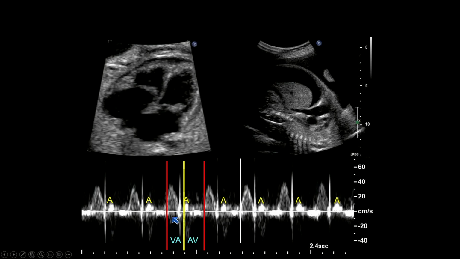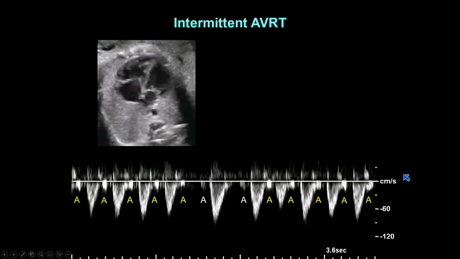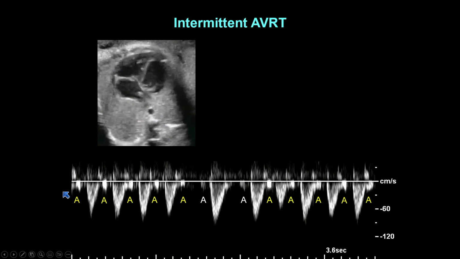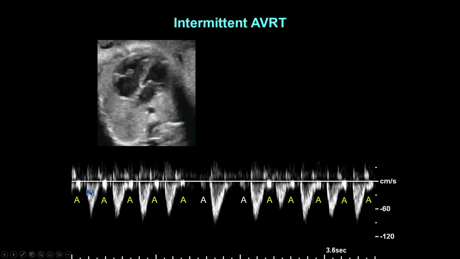What you see is that the VA interval is short compared to the AV interval. That's what we call a short VA tachycardia. If you are not familiar with this technique, there are other techniques like M-mode you can use, you get the same pattern.